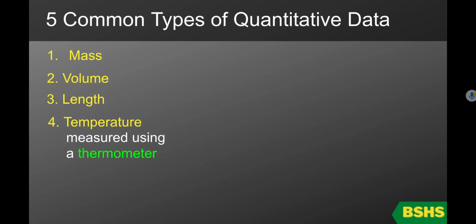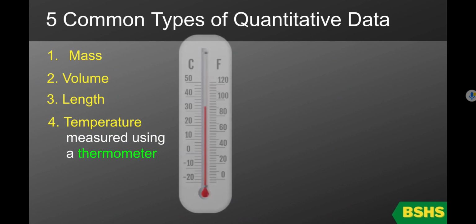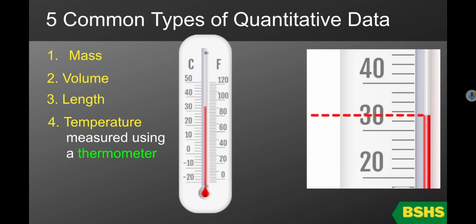A fourth type of quantitative data is temperature. Temperature is measured using a thermometer. The C on thermometers stands for the unit Celsius, and the F on thermometers stands for the unit Fahrenheit. In our labs, I will ask you to record in Celsius. If we zoom in here, we can figure out the value of each tick mark. There are 4 tick marks between the 30 and 40, which tells me each tick mark represents 2 degrees Celsius.